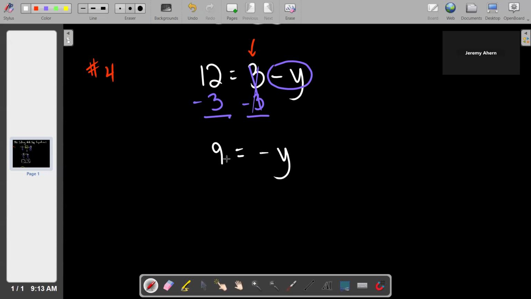Is the problem done? How'd you get 9? Oh, 12 minus 3. The problem is not done. And the reason is because there's a number in front of y, right? You always ask yourself, is the variable by itself? No, because a variable can never be a negative variable. Like it can never be a negative y equals something. We're just not done, right? We've got to fix it.